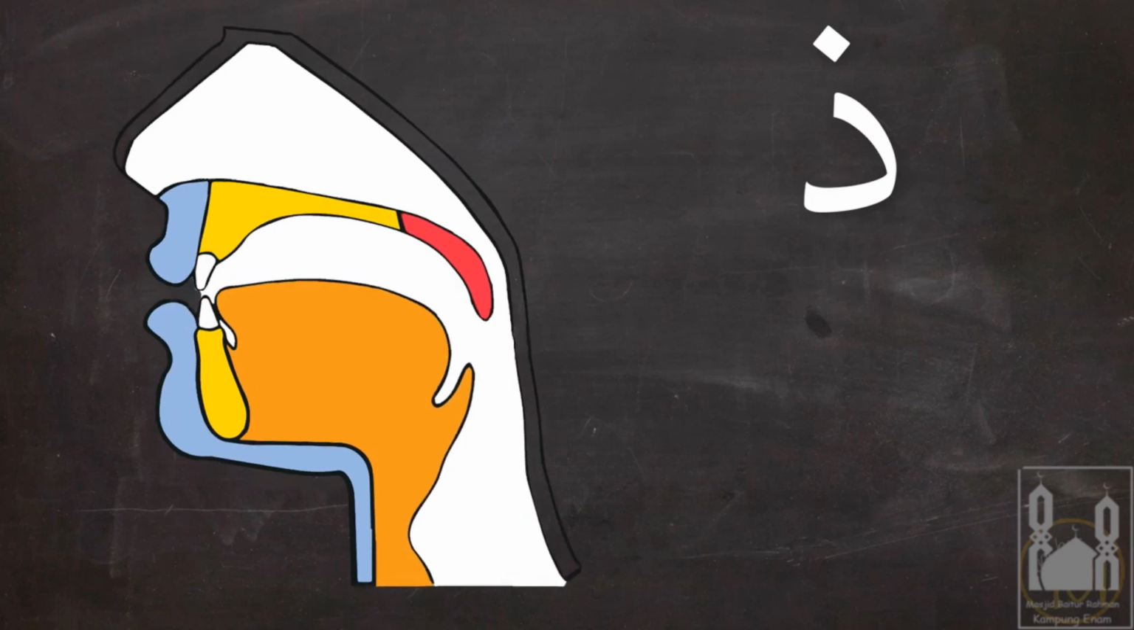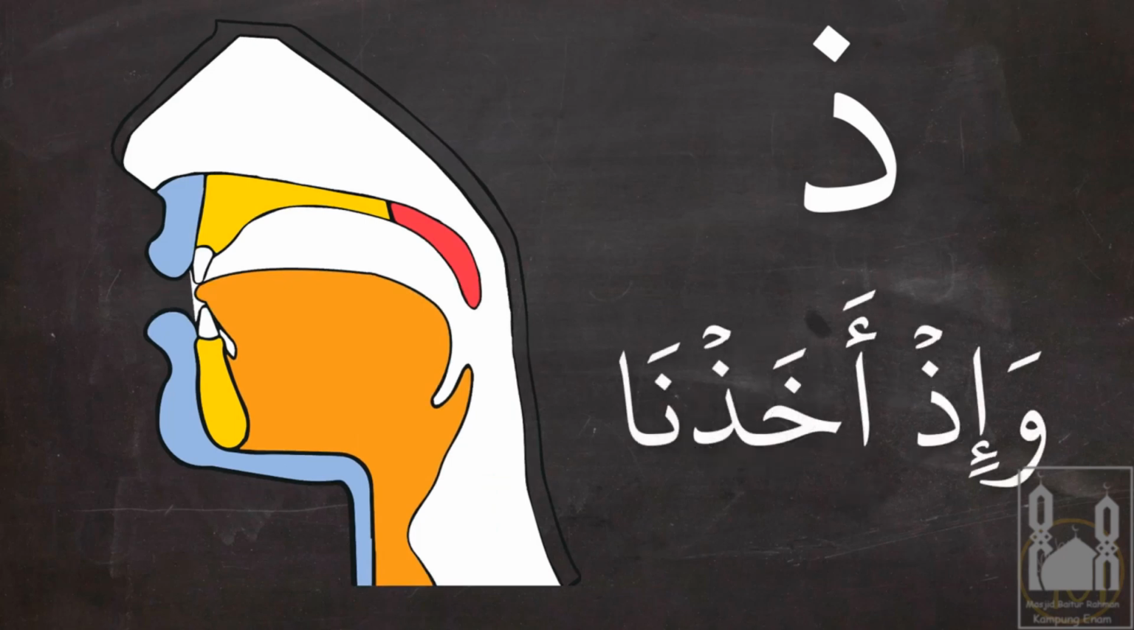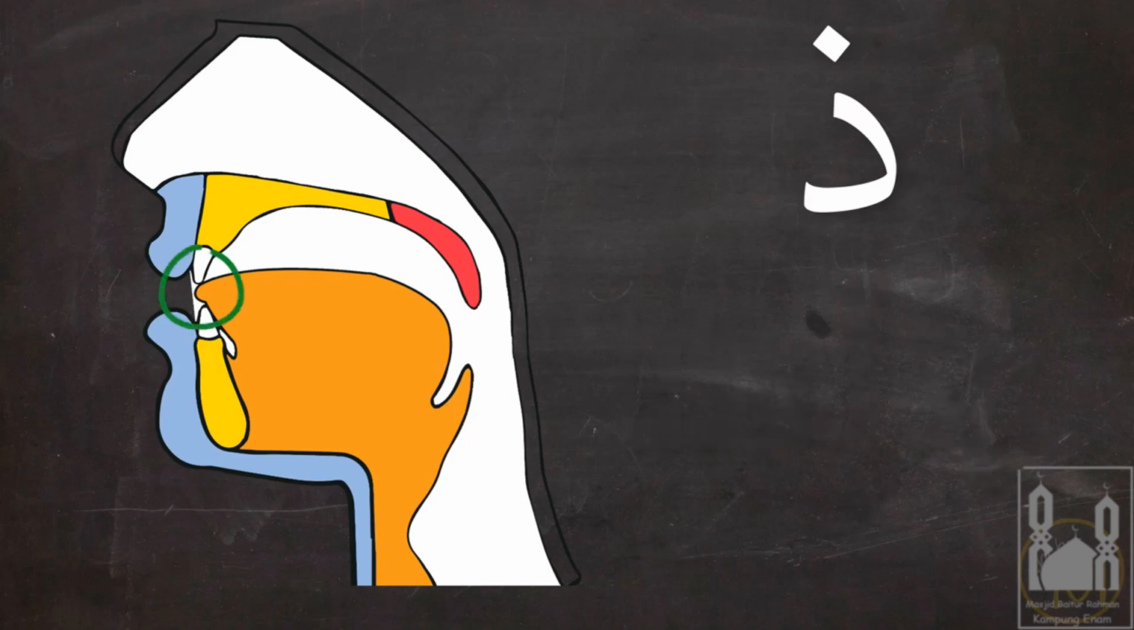adh, adh, adh, ذلك, وإذ, أخذنا, وإذ أخذنا. So the tip of the tongue is touching the tip of the upper front teeth with the vocal cords vibrating.